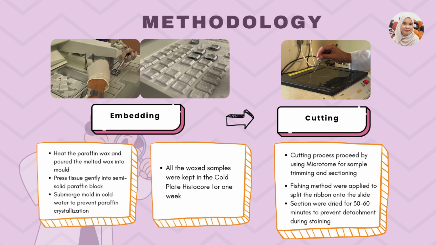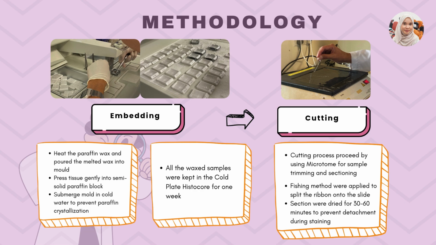Next, the methodology process will proceed with the embedding and the cutting. During the embedding, the paraffin wax will be heated and the melted wax poured into the mold, and the sample tissue will be pressed gently into the semi-solid paraffin block and the mold submerged in cold water to prevent paraffin crystallization. All of the wax samples will be kept in the cold plate for 1 week.